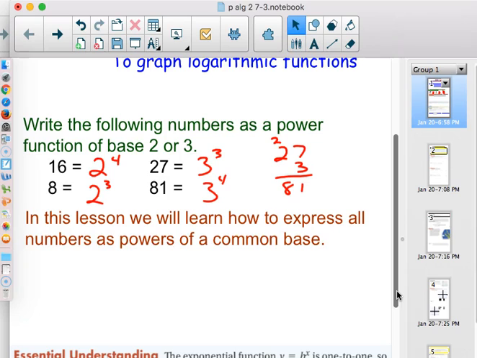So what we're going to do is we're going to learn how to express all numbers as powers of a common base. And pretty obviously we're going to start off with some that we've worked with before so that we're not feeling like, oh yeah, 7 to the 15th, I know that. No, we just don't. So things that are pretty normal to us to start off with.